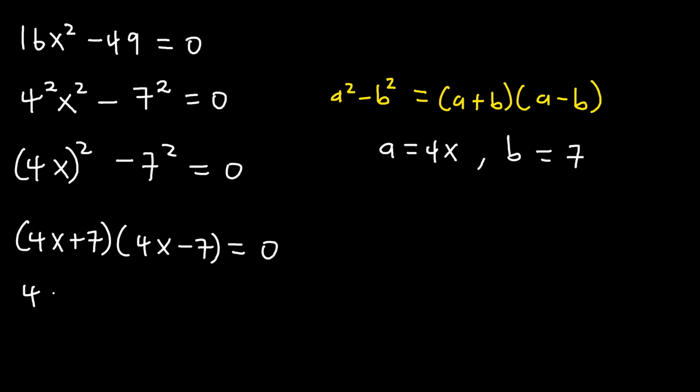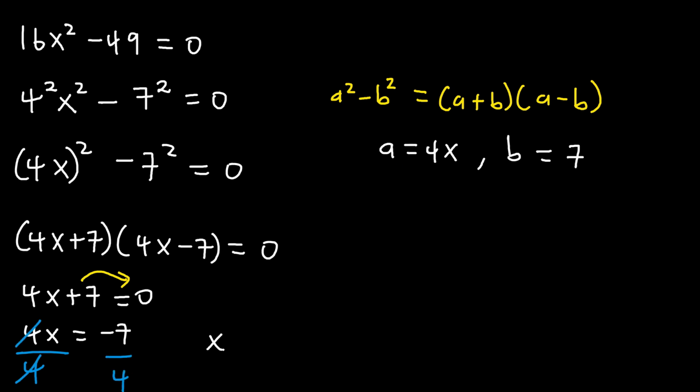So if we set 4x plus 7 to be equal to 0, if we take 7 to the right hand side, it will become negative, and therefore 4x will be equal to negative 7. And now we can divide both sides by 4. This will cancel with that, and so x1 will be equal to negative 7 divided by 4.